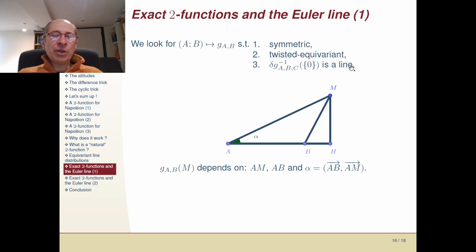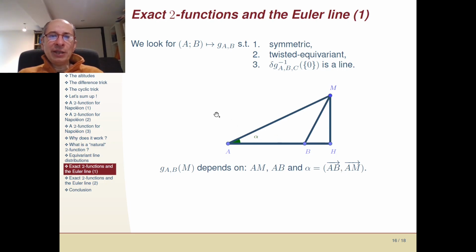With these assumptions, I recall that delta g will be cyclic, and so we'll define concurrent lines. So if g has these properties, then it's easy to see that GAB of M can only depend on the metric quantities which are defined by the triangle ABM. And these quantities are the length of the sides AM, AB, and BM, or equivalently you can also use the angle.